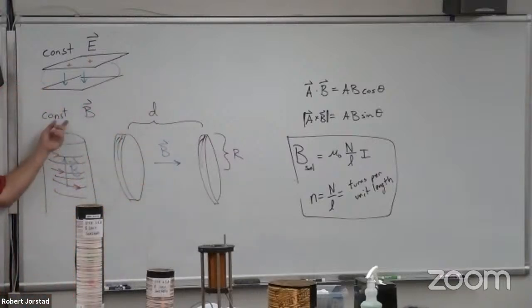But yeah, so we actually have two ways to get a constant B field. All right.